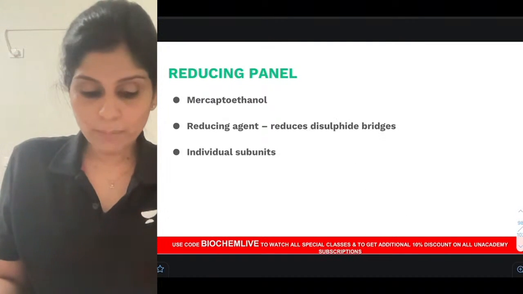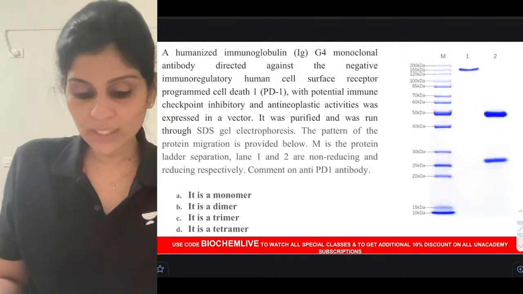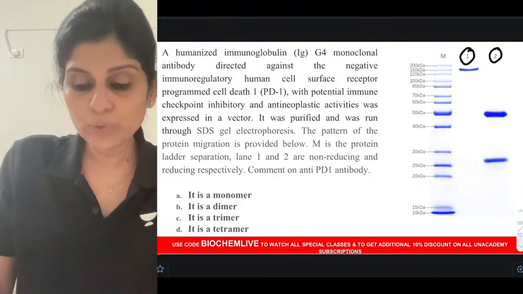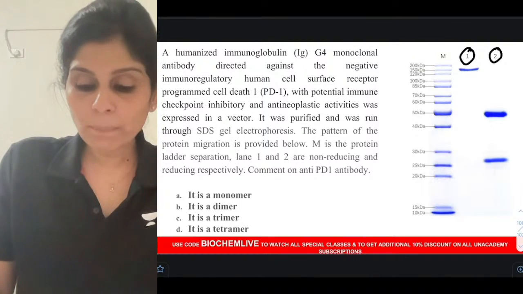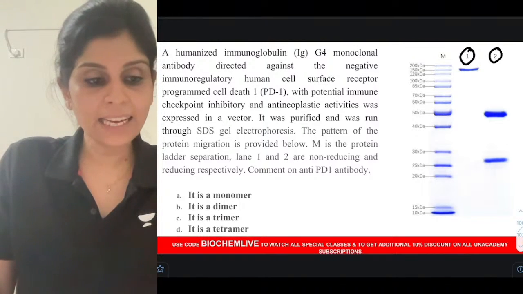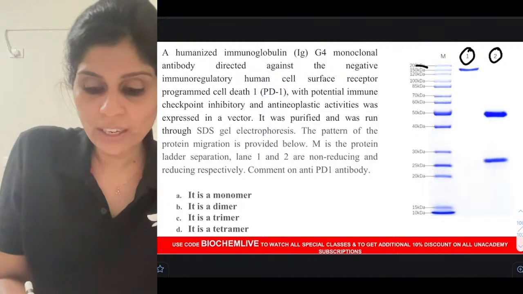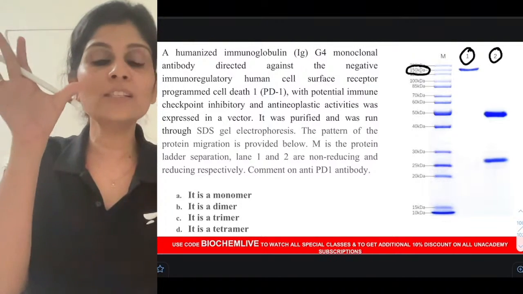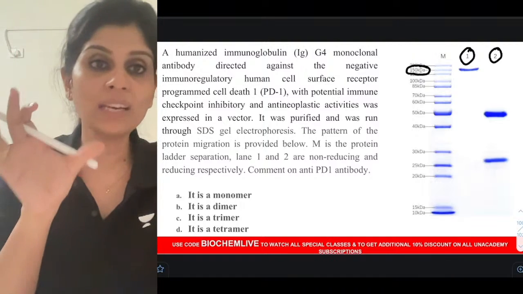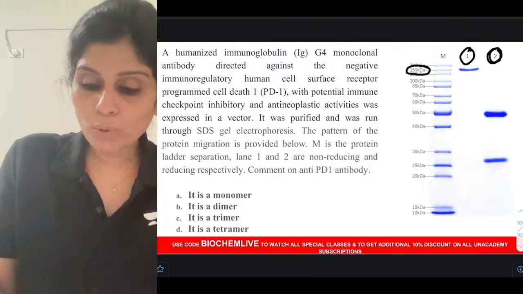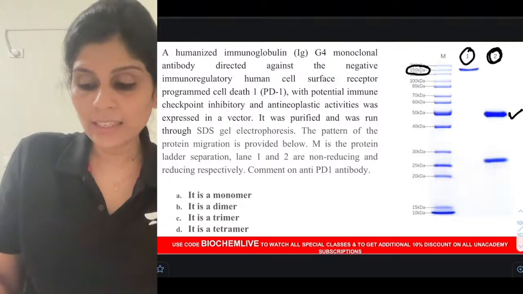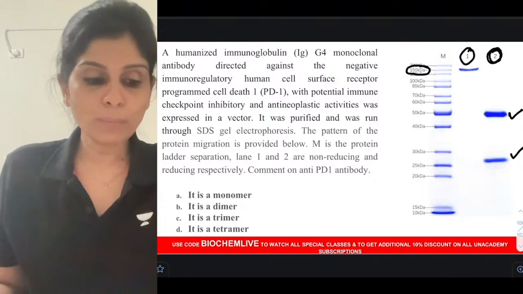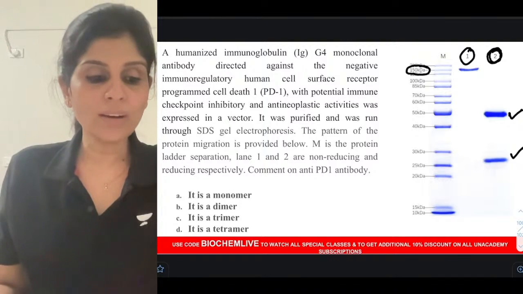So when individual subunits become free, now look at this. Okay, so 1 is a non-reducing panel and 2 is a reducing panel. The non-reducing panel gives you 1 band, and that 1 band corresponds to 150 kilodalton, which means the whole protein's molecular weight is 150 kilodalton. After treating the protein with mercaptoethanol, it started giving rise to 2 bands. So tell me, is this protein a monomer or a dimer or a trimer or a tetramer?